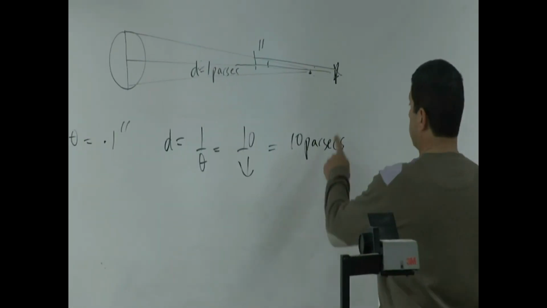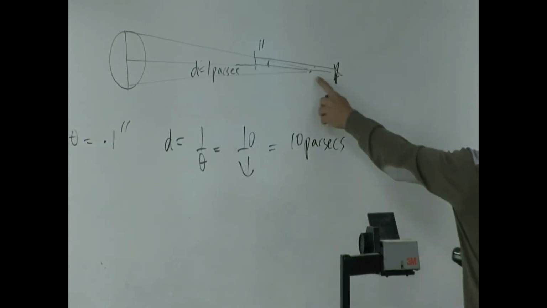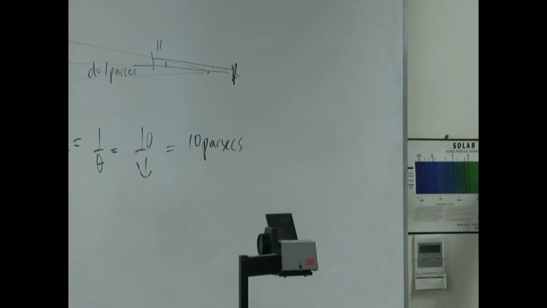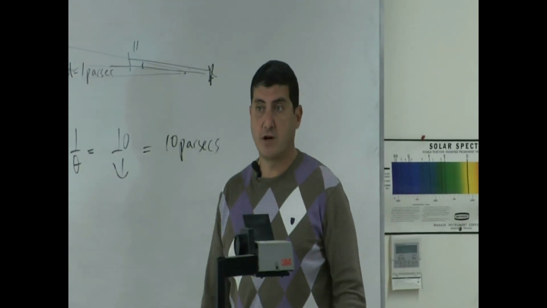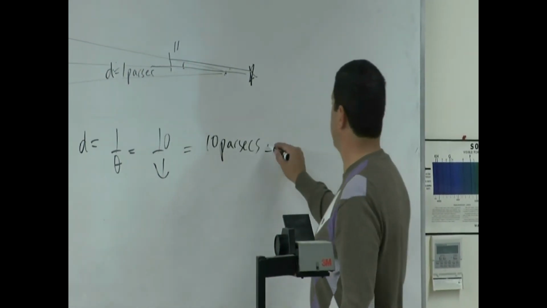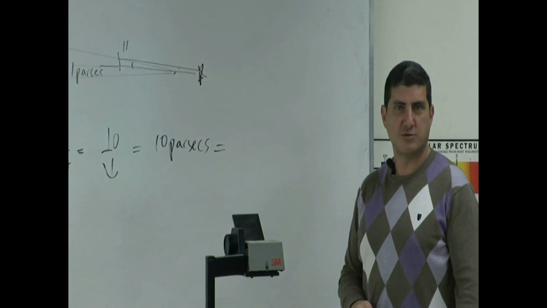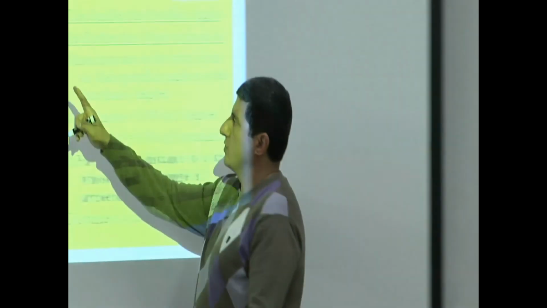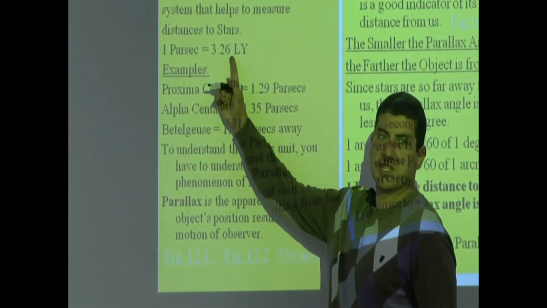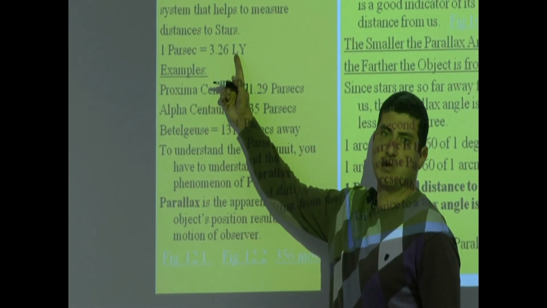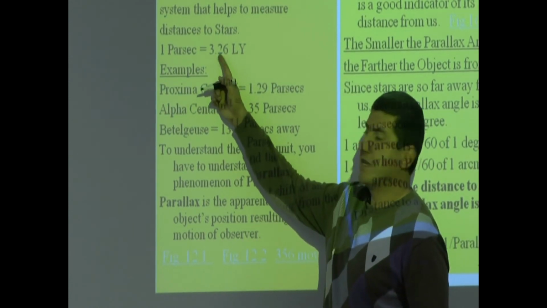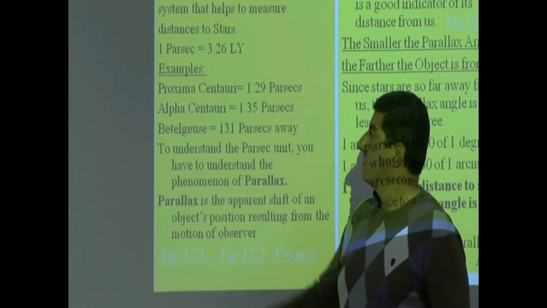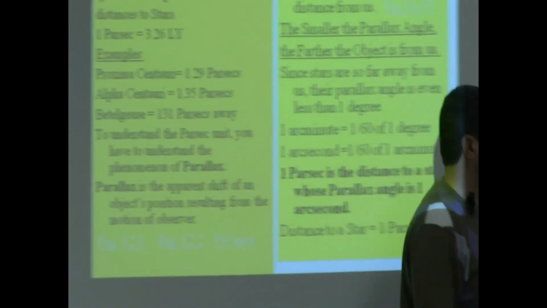That means that star was 10 times farther away than this point. 2, 3, 4, 5, and then so on and so on. 10 times farther away. That star was really far. Now, if I want to know how many light years is that, what do I do? 1 parsec is 3.26 light years. So 10 parsecs is what? Multiply this by 10, right? 32.6 light years.